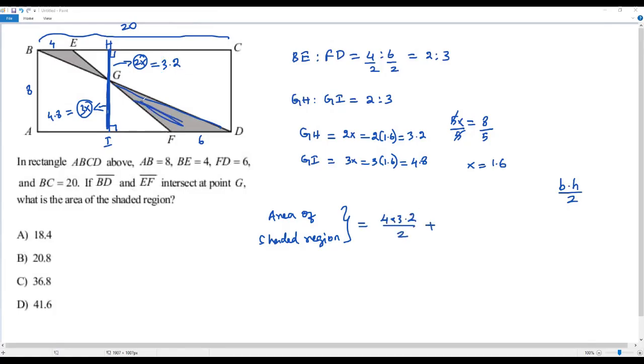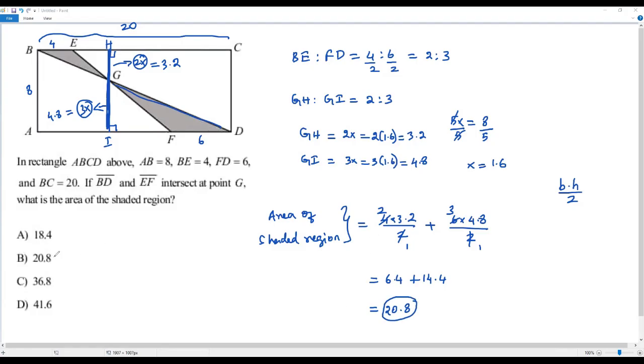Now let's get the area of this triangle. For this triangle, the base is 6 and the height is 4.8. That is 6 times 4.8 divided by 2. Here 2 goes into 2 one time and 2 goes into 4 two times. Here 2 goes into 2 one time and 2 goes into 6 three times. Here 2 times 3.2 is 6.4, and here 3 times 4.8 is 14.4. Now we have to add 6.4 and 14.4. When I add them, I am getting 20.8. Therefore, the area of the shaded region is 20.8 square units.